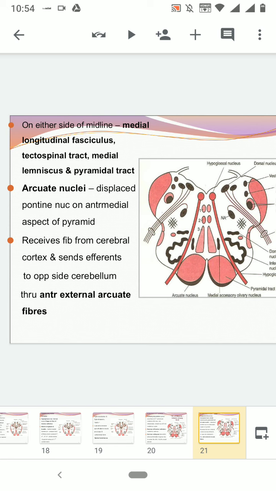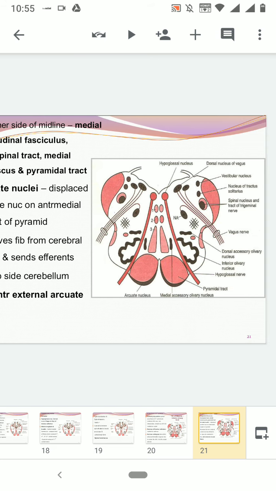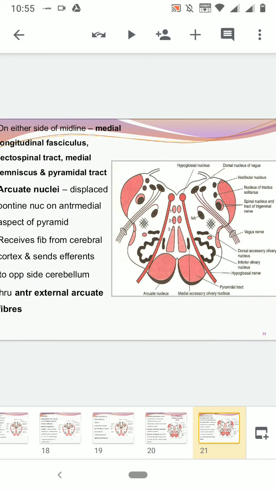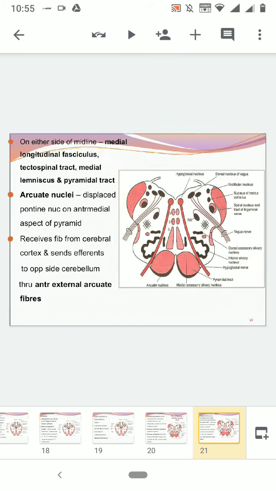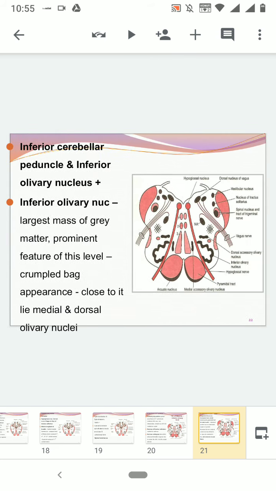Now we are talking about the external arcuate fibers. These arise from the arcuate nucleus, which is very close to the pyramidal tract, just covering the pyramidal tract on the ventral aspect, and they send efferents to the cerebellum. Remember, the pyramidal tract arises from the motor cortex, so the arcuate nucleus communicates the cerebrum to the cerebellum. We'll come to those details a little later. At this moment, go through the section and try to understand the sections at different levels. Now let's go to the next slide.